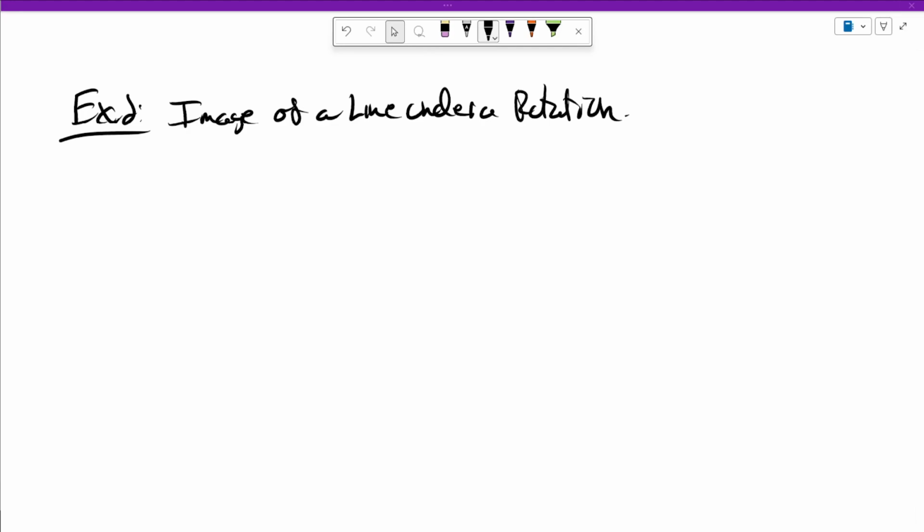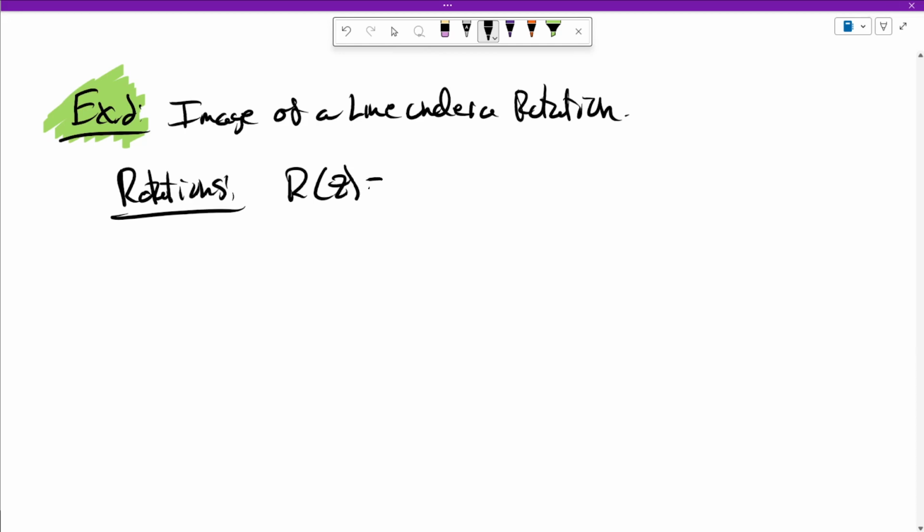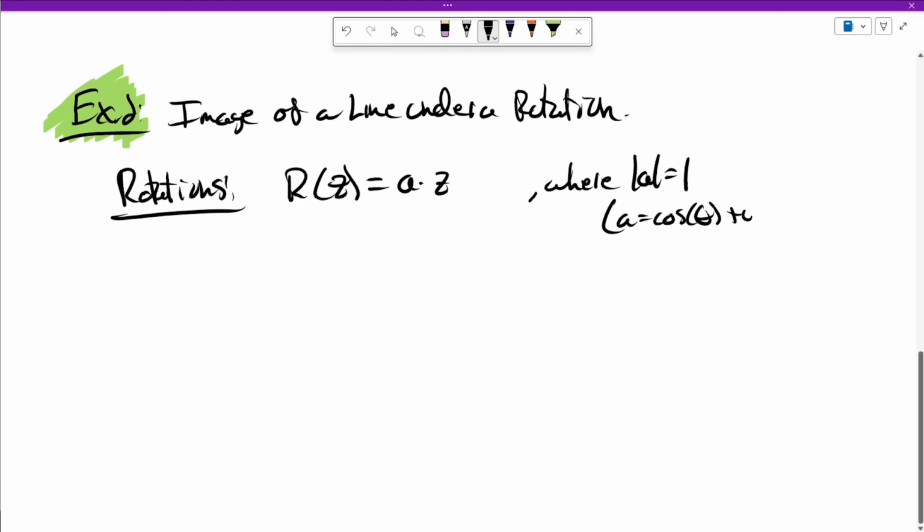Okay, so in example 2, we're going to look at the image of a line under a rotation. Let me just remind you that rotations from the book are mappings of the form multiplied by some fixed complex number, where that complex number has modulus 1. Modulus 1 means that A is on the circle, and this is not relevant for what we're about to do, but this means that A looks like cosine theta plus i sine theta, because it has modulus 1, for whatever the argument theta is.